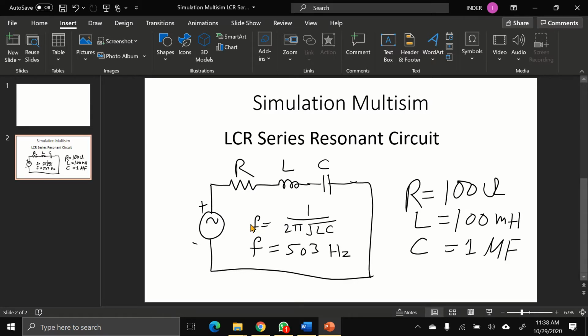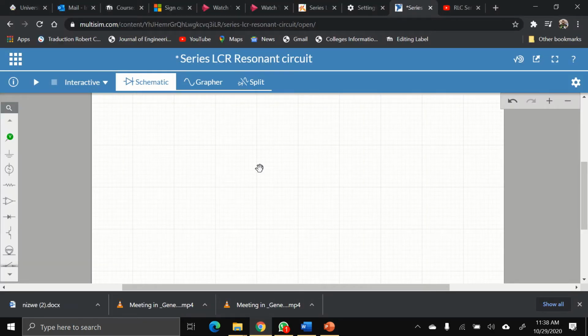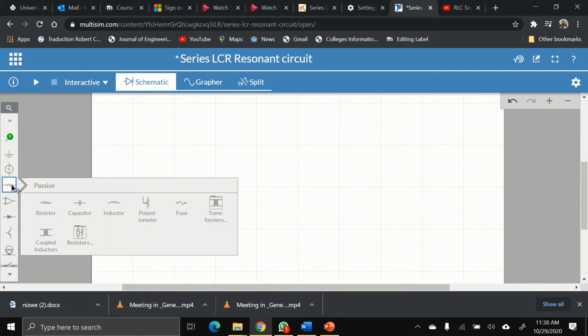Theoretically, by using the formula f equals 1 over 2 pi root LC, the resonant frequency comes to 503 Hertz. Now let's go to Multisim. So how do we make this circuit in Multisim? Here we have the tools, and in this we have the components, which are known as passive components. So here we will select the components.